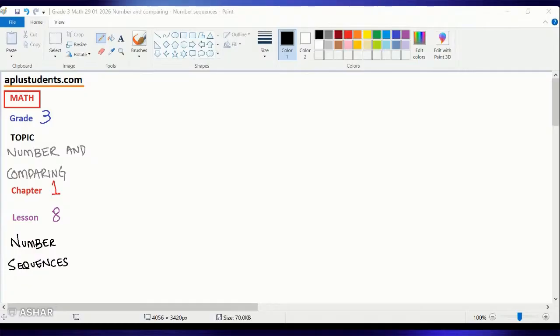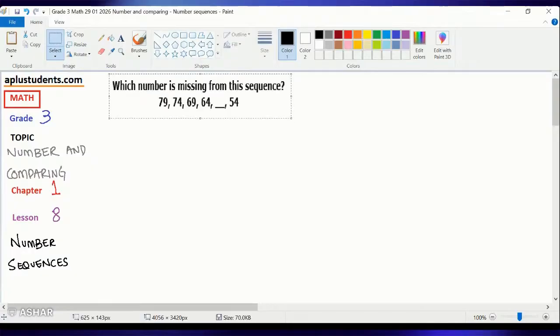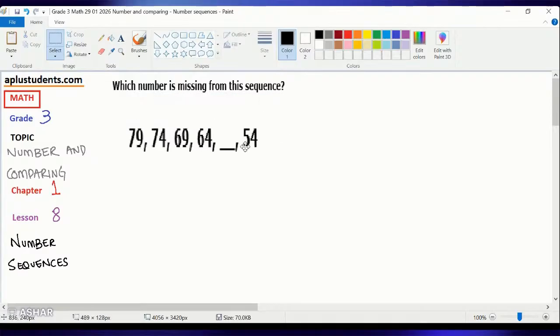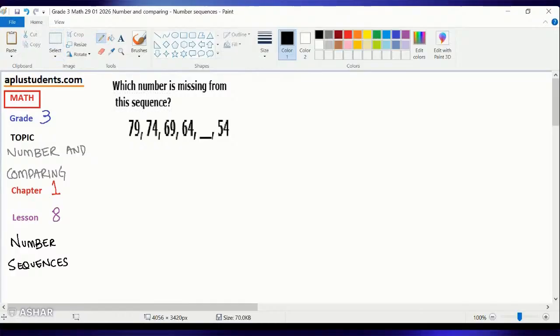Okay, so the questions, I'll just copy the question and then we'll see. Which number is missing from this sequence? So we are given a list of numbers. Let's paste this. And these numbers are given to us. A sequence of numbers is a pattern of numbers, right? They would be following a pattern. They can skip by 1, they can skip by some digits, right? So let's see what is the first number over here.